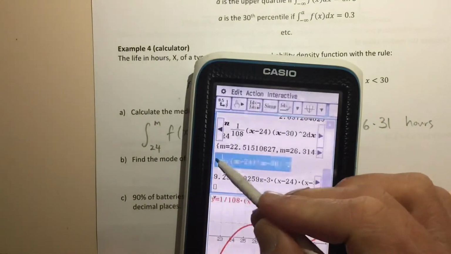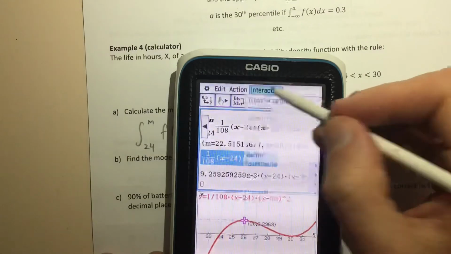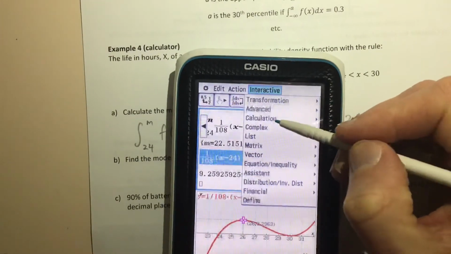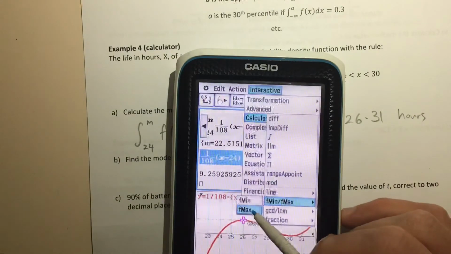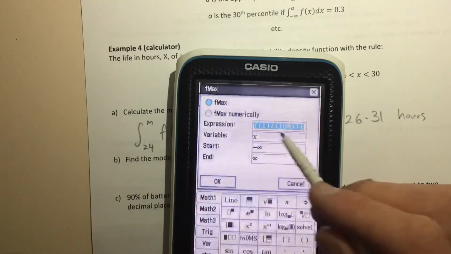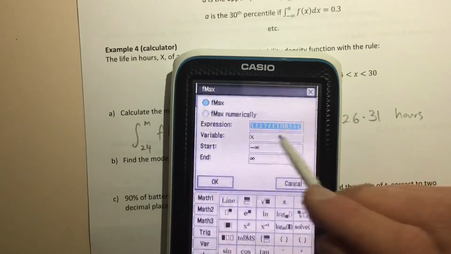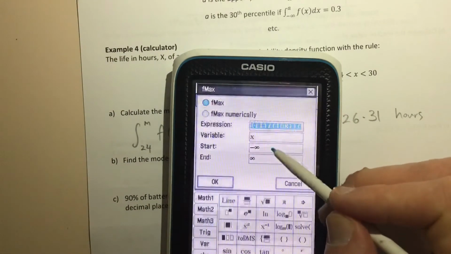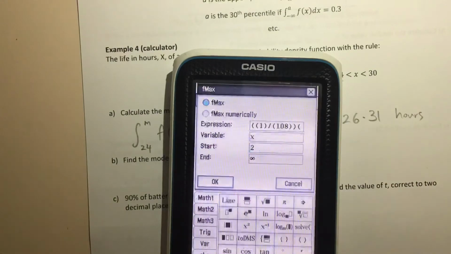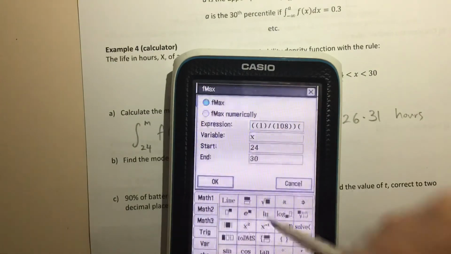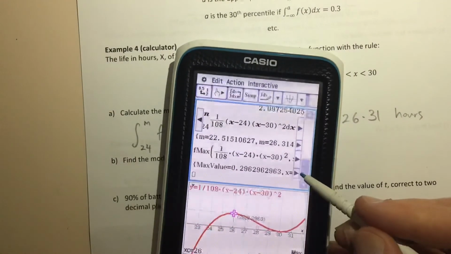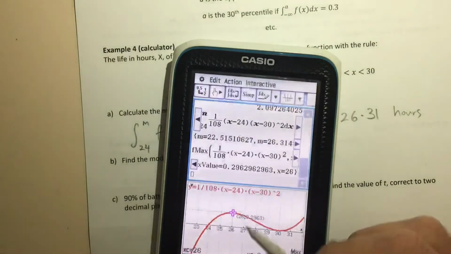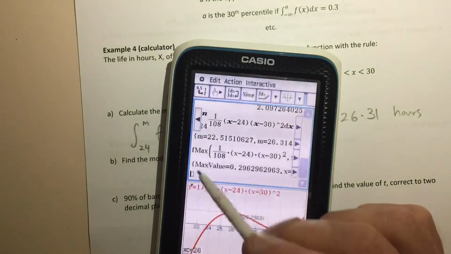The other way we could have done that is using the function fmax. So in the interactive calculation, fmin and fmax is just a handy one to know about if you weren't already aware of it. Because I highlighted that expression that was already typed out, that just copies into here, which is a nice way to do it. The variable's x. We want to find the maximum between 24 and 30, so you put your domain in here, and then it'll spit out the maximum value in that interval, and also the x value at which that maximum occurs. So if you weren't working from the graph, that would be a nice way to find the maximum value.